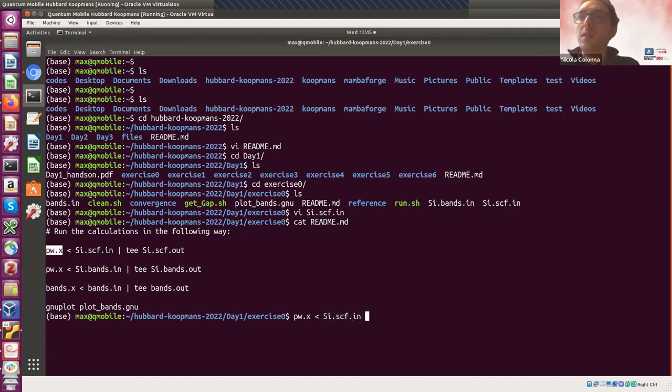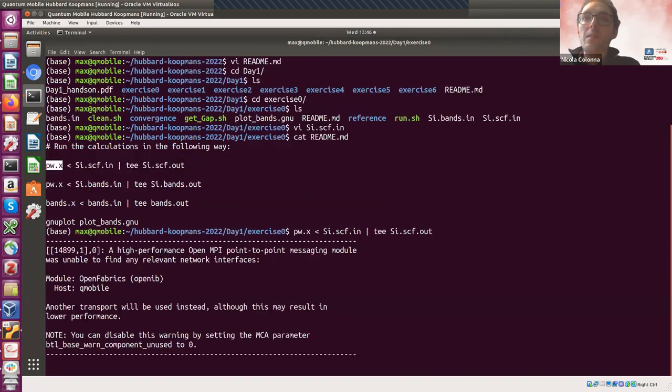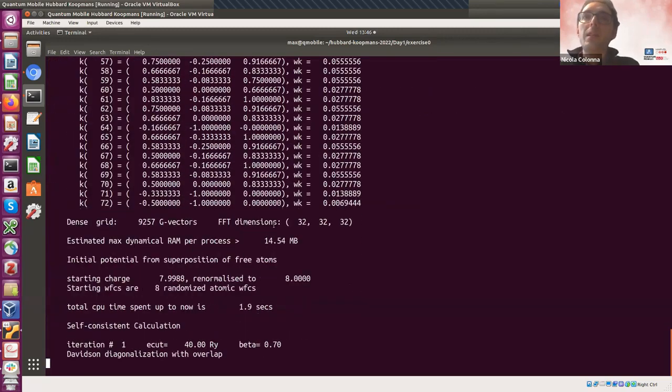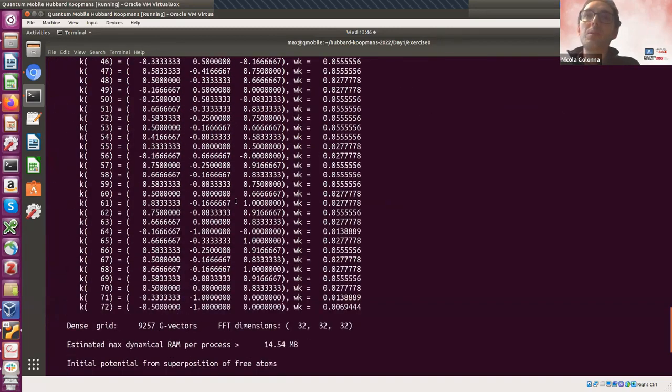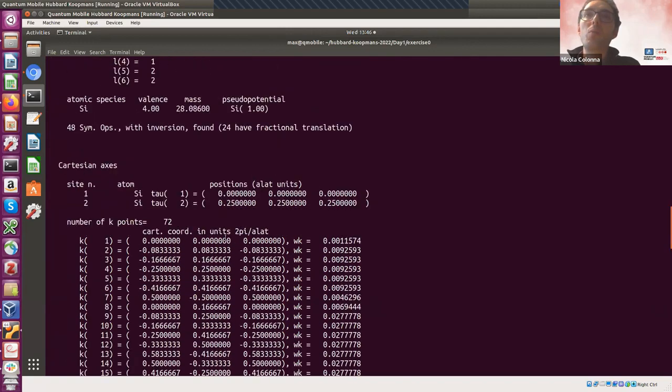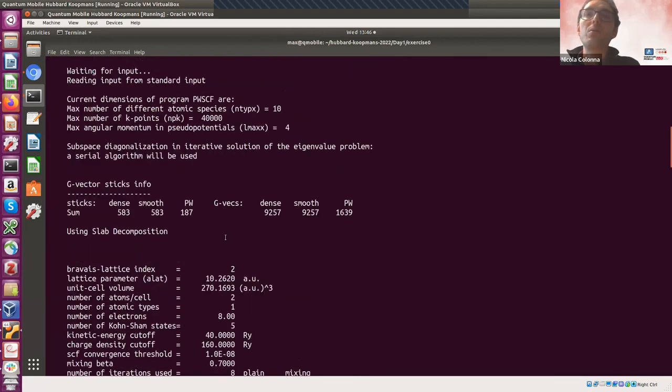The input file we saw is silicon.scf.in, and then we ask to redirect the output to this file. Typically we call .in the input file and .out the output file. Now we are ready to go. Okay, and you see the calculation start. While it's running, I can explain to you what is happening.